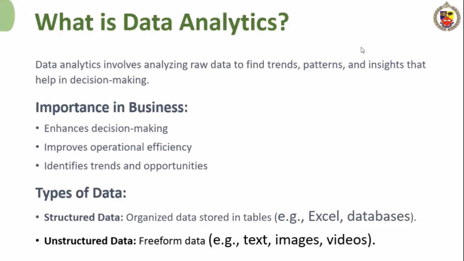Structured data is organized data. It can be in different categories. Take, for example, you're working with Excel tables, databases, and so on and so forth. So those are structured data. While unstructured data are free-form data. They can be in different formats. It can either be text, images, videos, and so on.